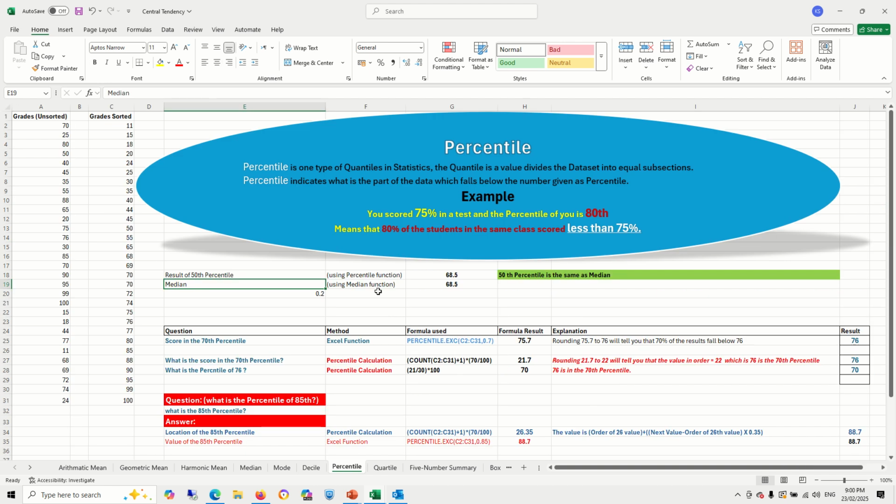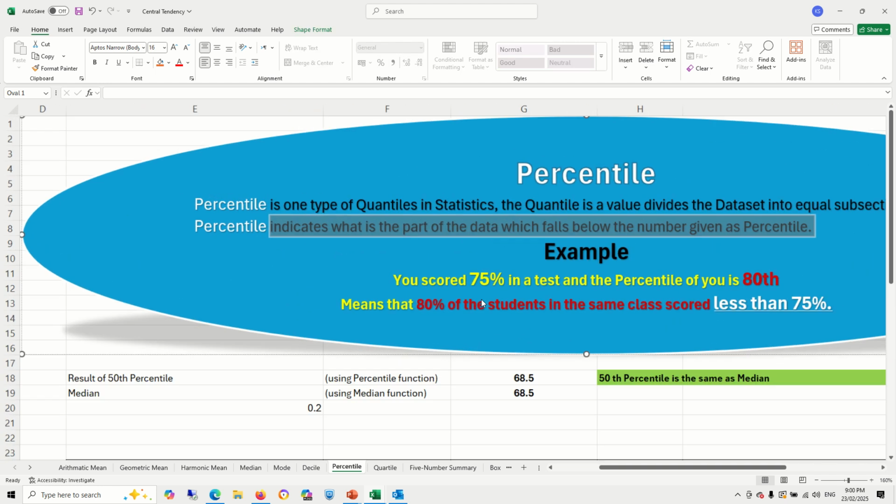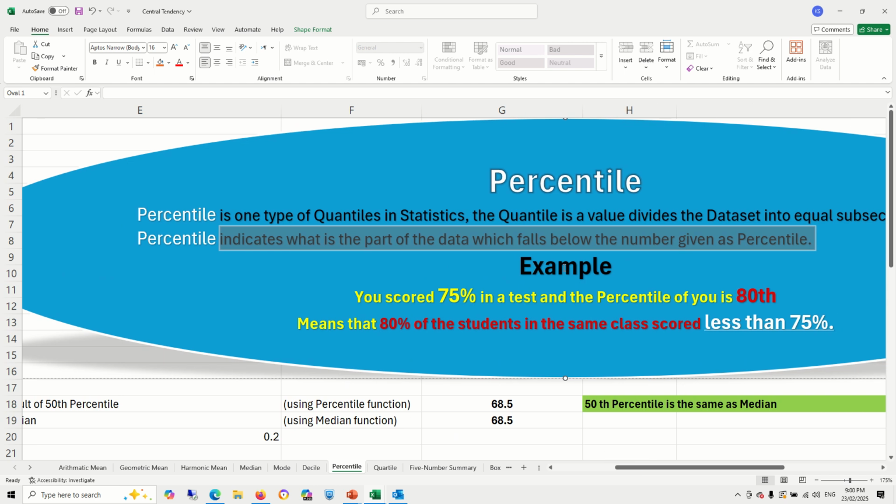Now let us look at the percentile. As I said, decile, percentile, and quartile, all of them are types of quantile. So here in this type of quantile, the data set is divided into 100 equal subsections. So the percentile indicates what is the part of data. Look at this line. The percentile indicates what is the part of data which falls below the number given as percentile.